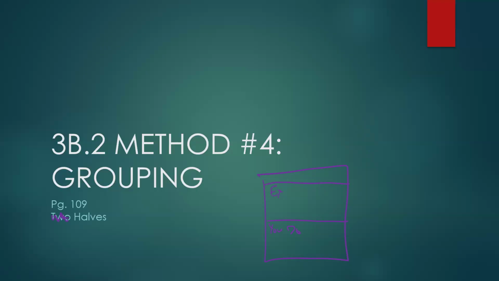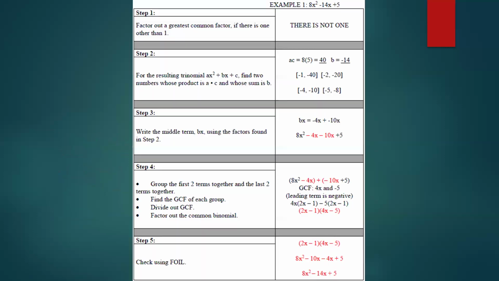Okay, so method number 4 is grouping. What I'm going to show you, you're not writing down. Okay, we're going to walk through it. Do not write down. I repeat again, do not write down. All right, this is our walkthrough.